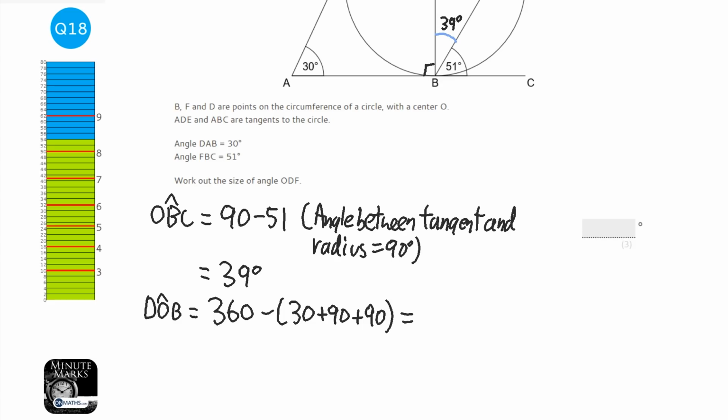Okay, so I need to give a reason. Well, let's work it out first, and we can give a reason afterwards. So we're going to take away, what is it, 90 plus 90 plus 30, so that's 210 from 360. That's going to be 150 degrees. And the reason is angles in quadrilateral.